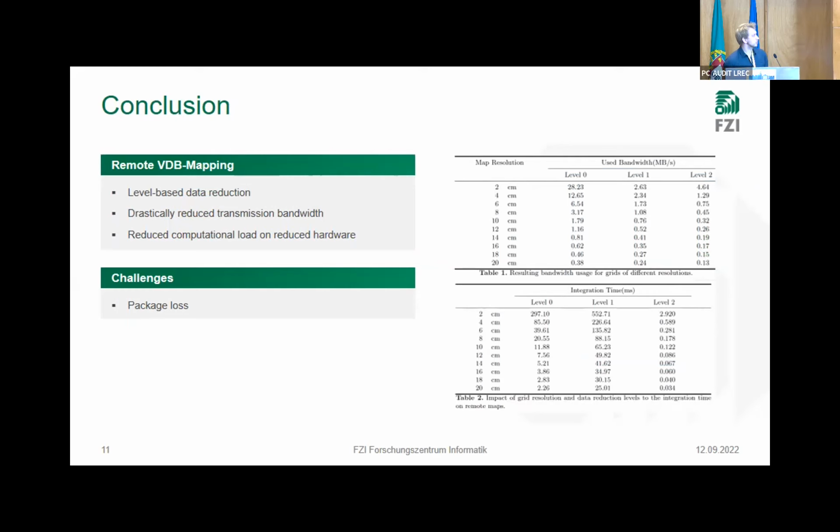So in conclusion, we presented a level-based data reduction, which drastically reduces the transmission bandwidth. We are also able to reduce the computation of the maps on remote machines. But during the Space Research Challenge itself, we found out that packet loss is a huge problem for the visualization part, because if we drop the overrides, the changes in the map only got sent once, because the voxel changes only once, and then it's either occupied or free if it's not a dynamic environment. So if a packet loss happened, the map isn't complete anymore.